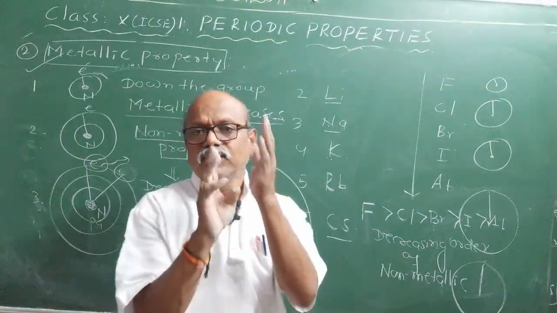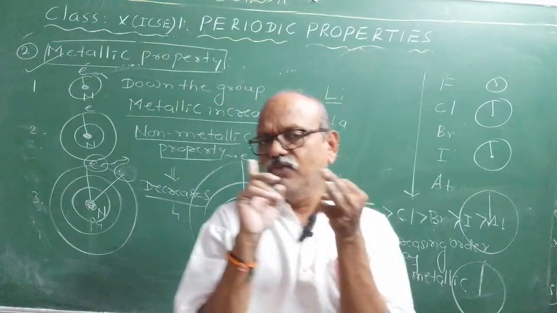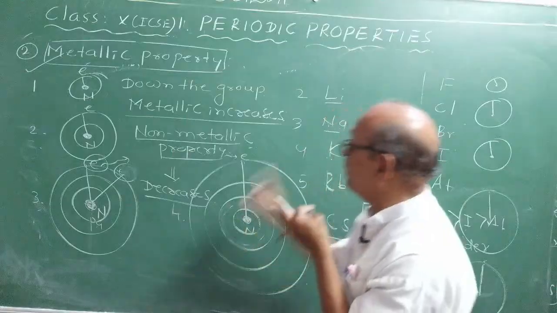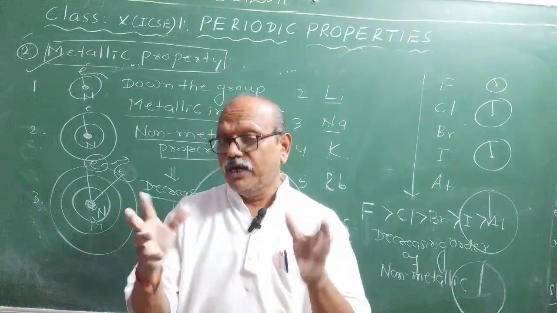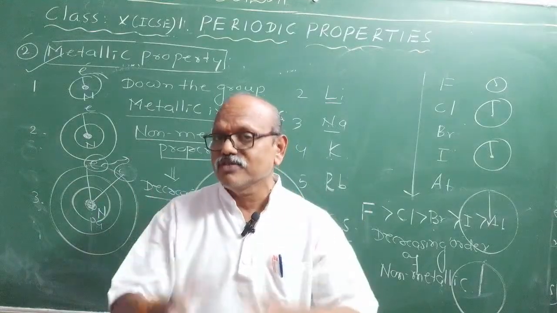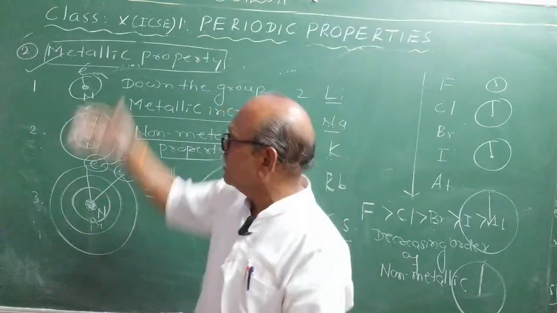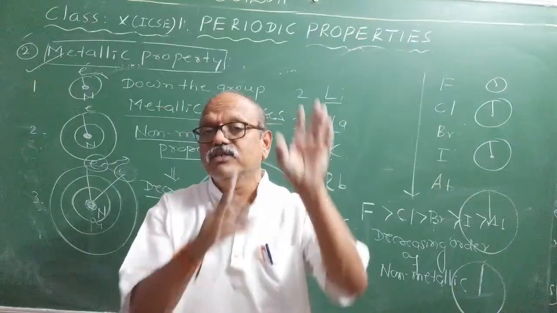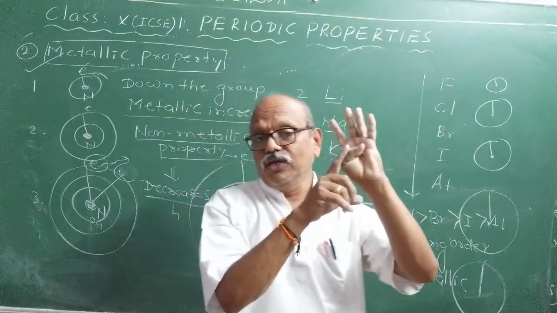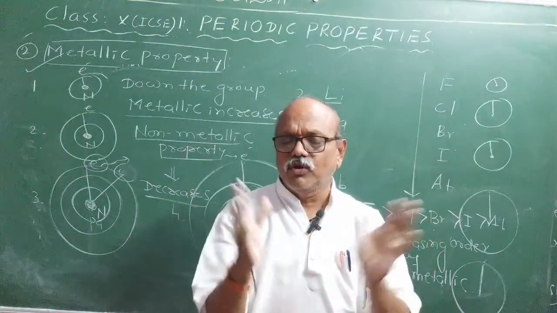That is, three periodic properties we completed. One is atomic size. Second one is metallic property. In detail I have discussed today. And next one is non-metallic property. Next period I will come with more questions, tough questions, application questions on these three properties. Then we will continue with the two more properties: one is ionization potential, another one is electron affinity. If you study that, the chapter will be completed.